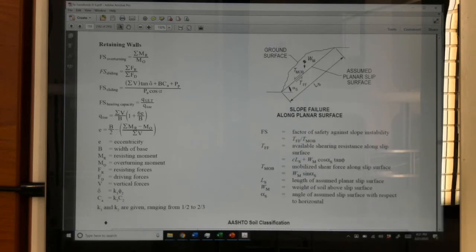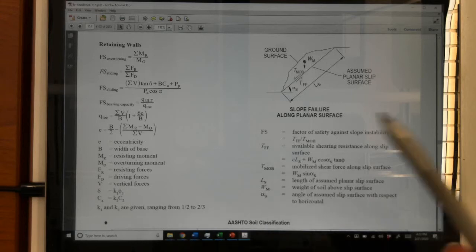They give you some guidance for retaining walls in terms of factors of safety for what to check for overturning and sliding and bearing capacity. I haven't seen any example problems like that, but they have those equations there for retaining walls.